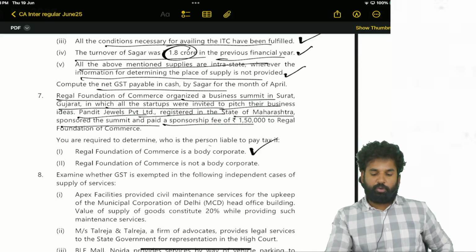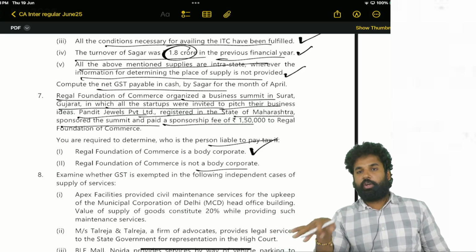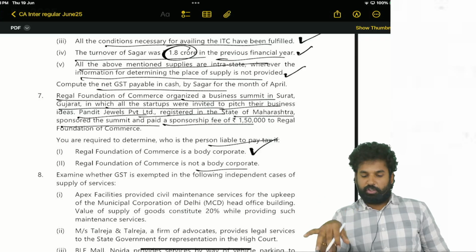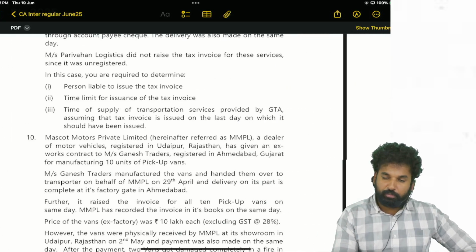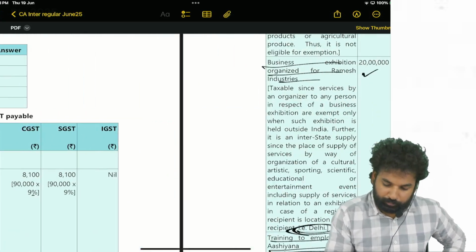Who is the person liable to pay? Regal Foundation Services is not a body corporate. Who is the person liable to pay? So Regal Services is the supplier and he is a body corporate. Who shall be paying? The supplier shall be paying, forward charge. If he is not a body corporate, it means reverse charge.